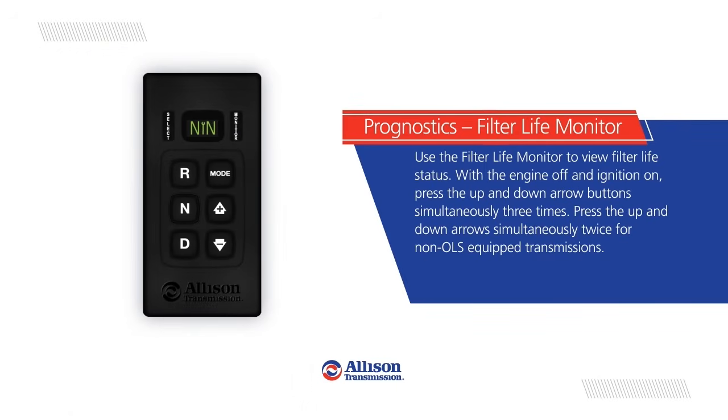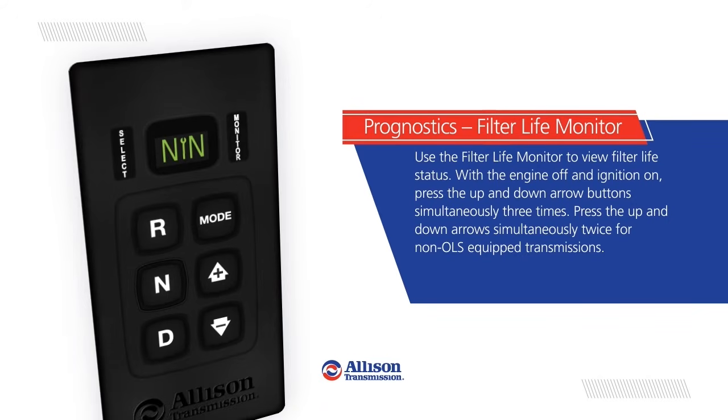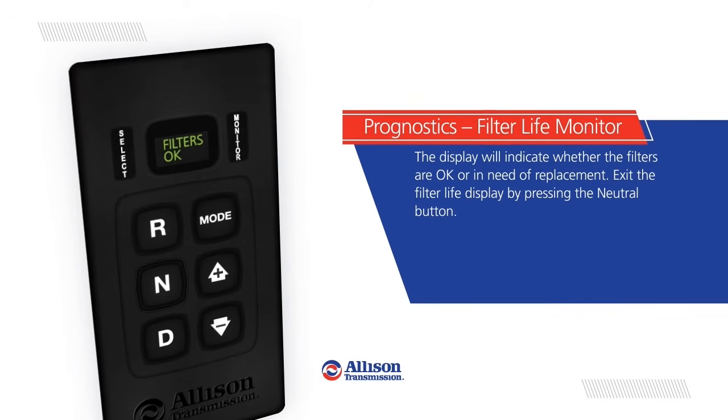Filter Life Monitor. Use the Filter Life Monitor to view filter life status. With the engine off and ignition on, press the up and down arrow buttons simultaneously 3 times. Press the up and down arrows simultaneously twice for non-OLS equipped transmissions. The display will indicate whether the filters are OK or in need of replacement. Exit the Filter Life display by pressing the neutral button.